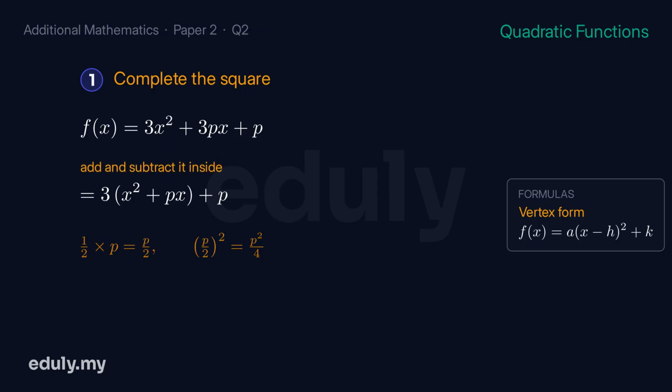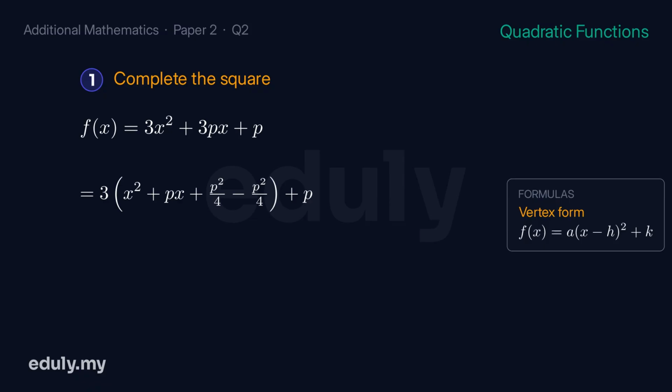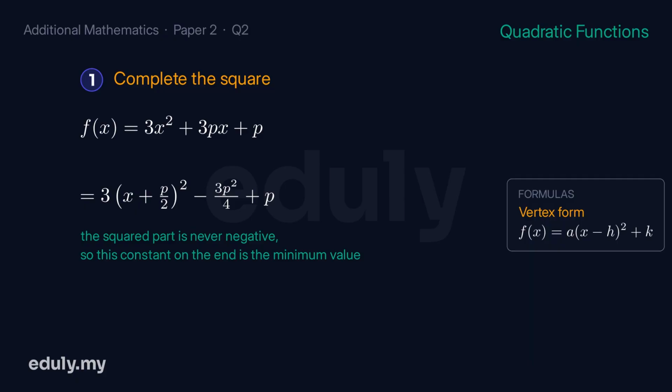Add that p squared over 4 inside, and subtract it again so nothing changes. The first 3 terms now fold into a perfect square. Finally multiply the 3 back through, and we are in vertex form. The squared part is never negative, so the constant on the end is the minimum value.